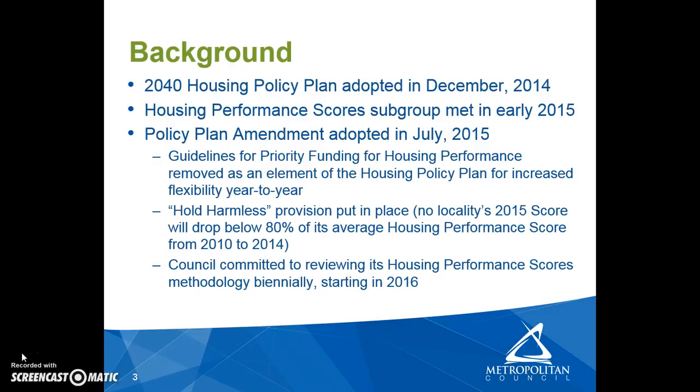In addition, council staff in the subgroup, recognizing that substantial changes to the methodology could potentially cause some communities' score to rise and others to fall, recommended that a hold harmless provision be put in place. Under this provision, for the 2015 transitional year, no community's score will drop below 80% of the average of their last 5 years' housing performance score. The Council also committed to reviewing and calibrating the methodology every 2 years, beginning in 2016, to ensure it is performing as intended.